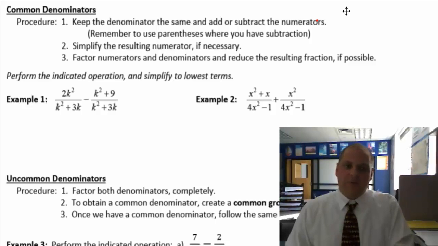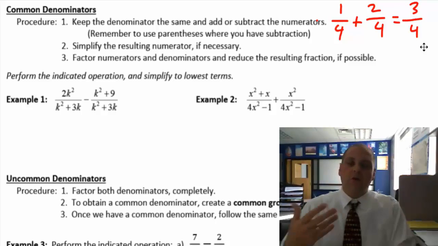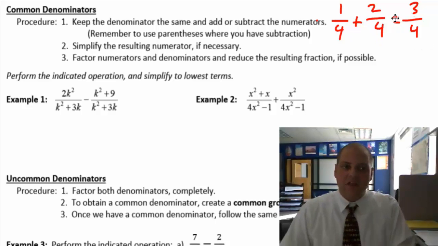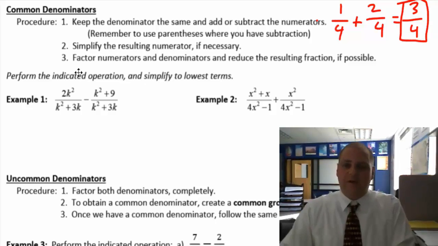a basic example, 1/4, and then you added 2/4. Okay, well, that would be 3/4. You know this, right? We're just recalling: keep the denominator the same and just add the numerators.